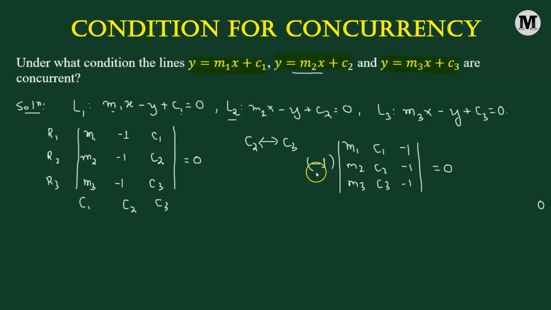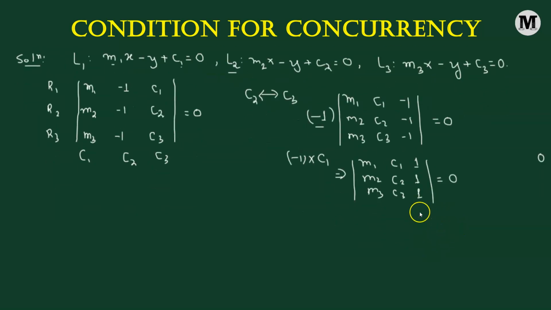Then furthermore, we can take this -1 and multiply it to all the elements present in the third column, C3. So we are going to now get a determinant with the elements m1, m2, m3 in the first column. In the second column, we have c1, c2, c3, and all the -1s in the third column are going to become positive. We have 1, 1, 1. So that is going to be equal to 0.